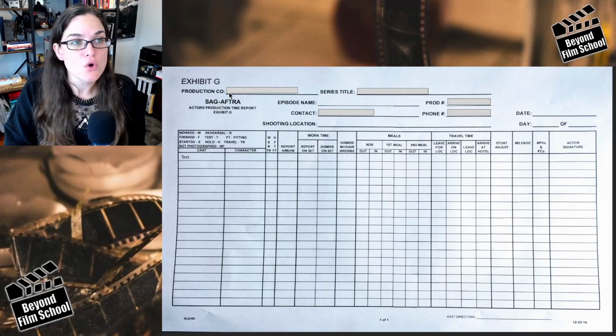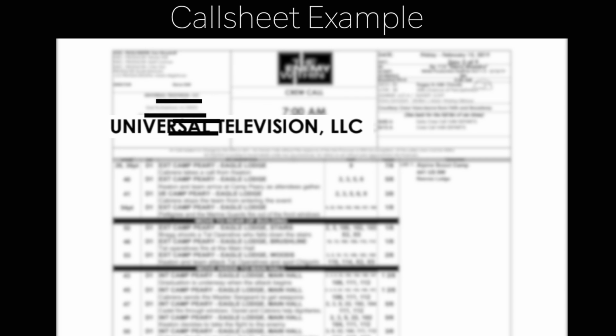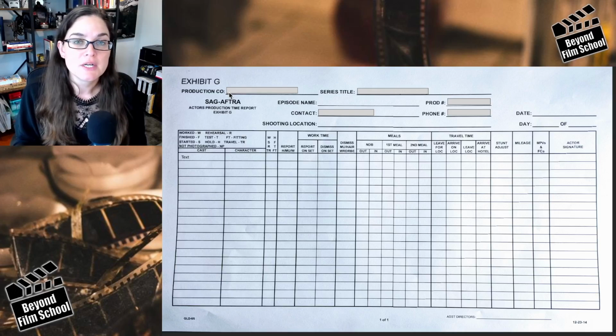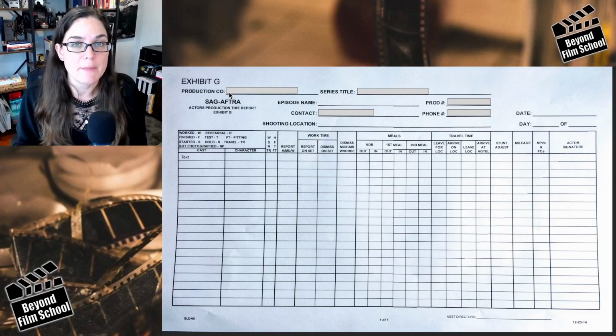The production company is going to be on the top left corner of your call sheet. If you're getting to the Exhibit G, you're going to have a little bit more experience on set. So when I talk about the call sheet, I'm hoping that you understand what I'm saying. If not, then you can totally put those comments down below with your questions for sure.